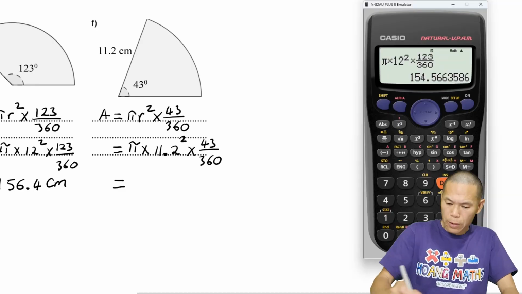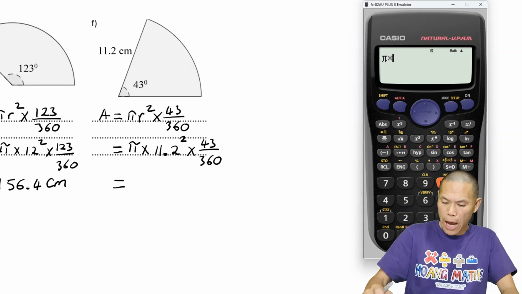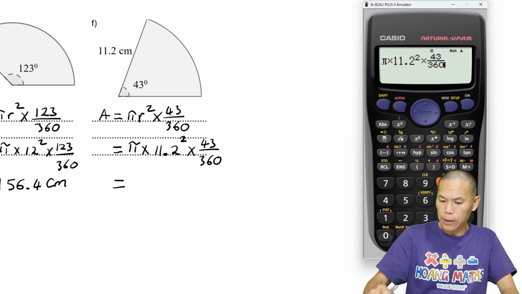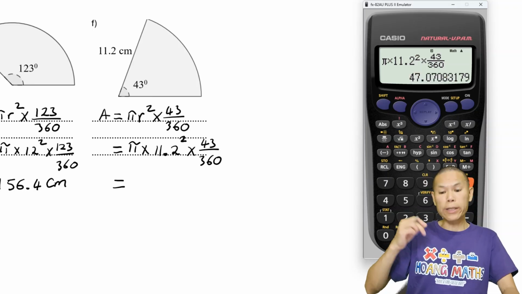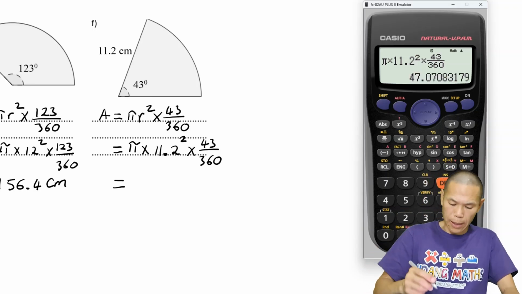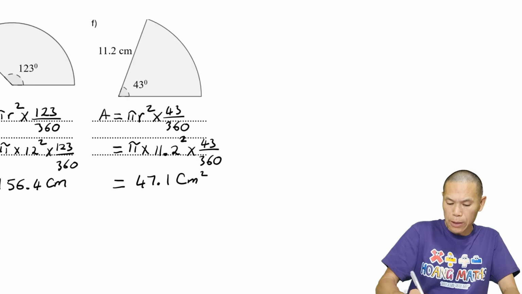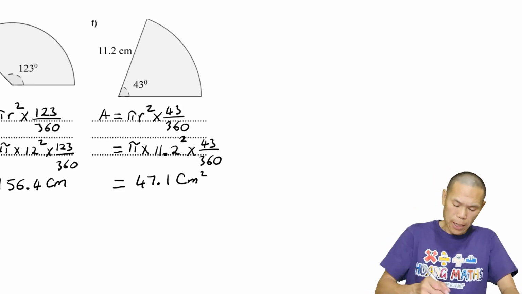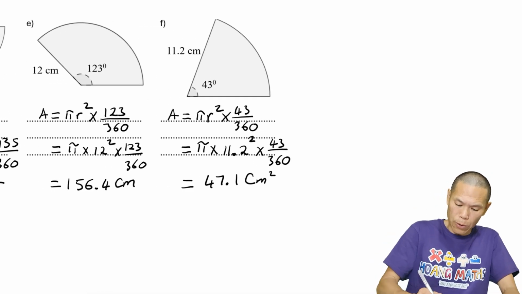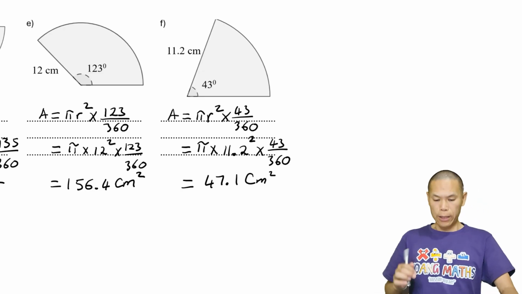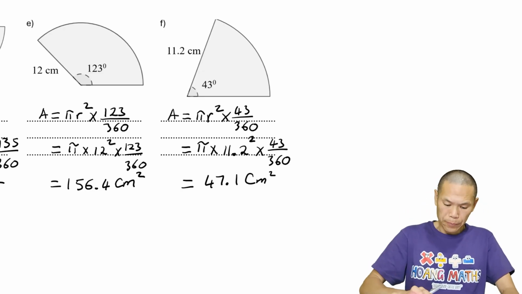That will give me, so shift pi times 11.2 squared and times by 43 out of 360. So 47.1, okay? So 47.1 square centimeters. Don't forget about the units, okay? And in this part E as well, I forgot to write the square. So keep that in mind, okay?